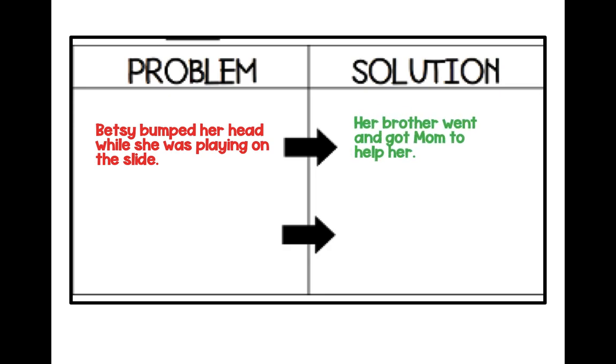Yes, her brother went and got Mom to help her. So she bumped her head and she needed help, so her brother went to go get Mom. Now, there was another problem in this passage also. Can you think back? What was another problem? What else was wrong?